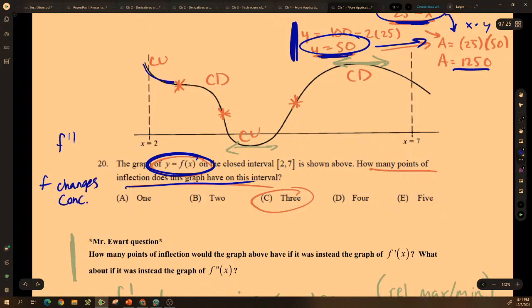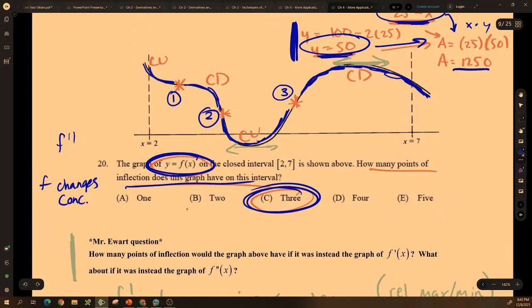So this graph starts concave up, and it switches somewhere around here to concave down. That's my first point. Then right around here, it switches back to U-shaped concave up. That's my second point. Then right about here, it switches to concave down again. So somewhere in here, that's my third point. And it remains concave down. So I have 3 inflection points.